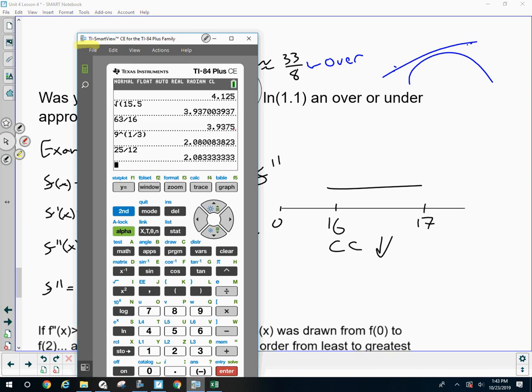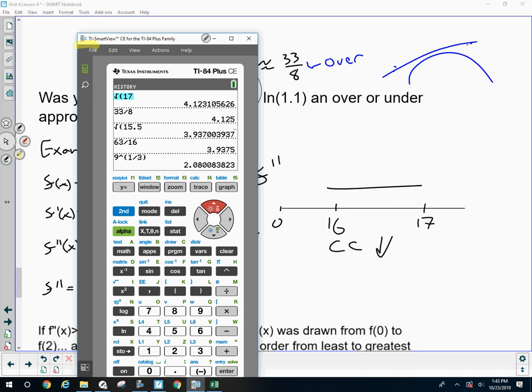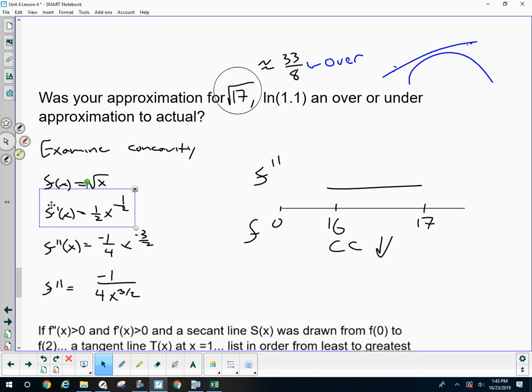63/16, 3.9375, 3.9370, over the actual. Not only do we have a good approximation, you could say, hey, I can give you an approximation, I can tell you if it's going to be over or under. 4.125, 4.123, over the actual. Okay?